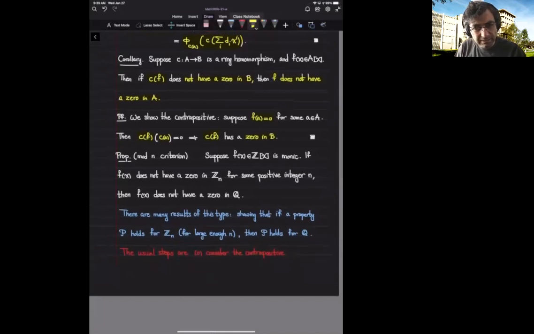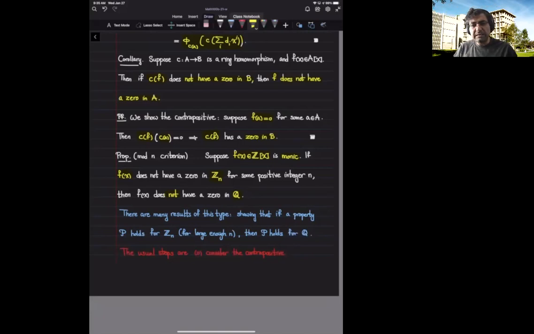Okay, so let's see this in action. We call this the Mod n Criterion. What is it? It says that if I tell you a polynomial with integer coefficients is monic, and if I tell you that it does not have a 0 in the ring of integers mod n, then f cannot have a 0 in the rational numbers. So all of a sudden, from Z sub n, I can pass to rational numbers. So there is a subtlety over here.